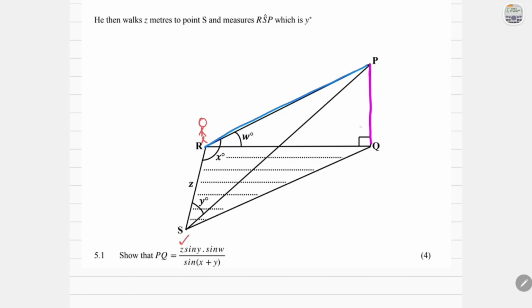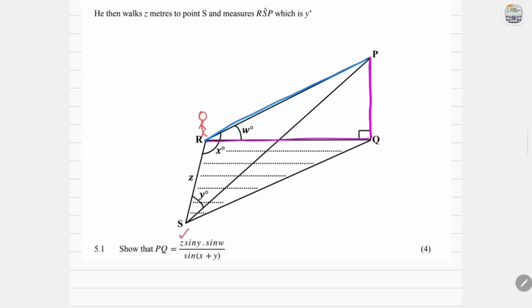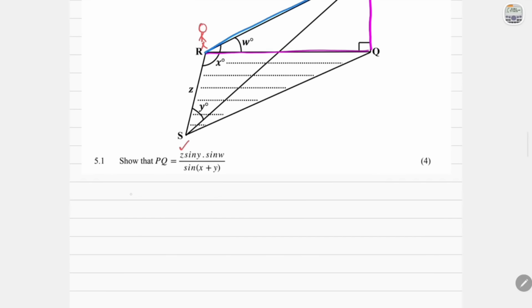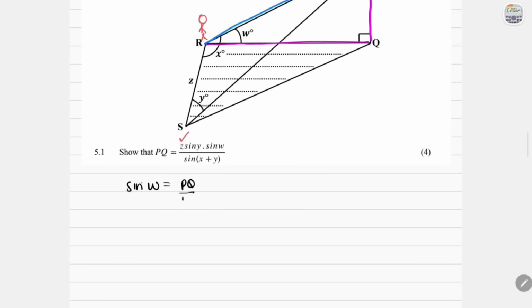So if we try to find PQ, we could find it by using this angle here, because this is the right angle triangle that we have. We could simply use this angle and say it's opposite over hypotenuse. Clearly they use sine, because there's sine going on all over here, but mostly because they have sine W. So sine W equals the opposite side, PQ, over the hypotenuse, which is PR.